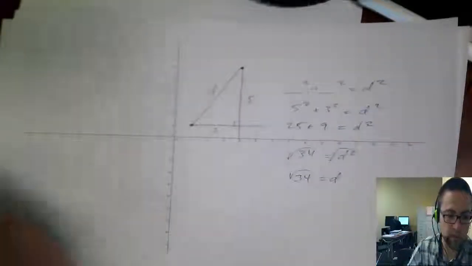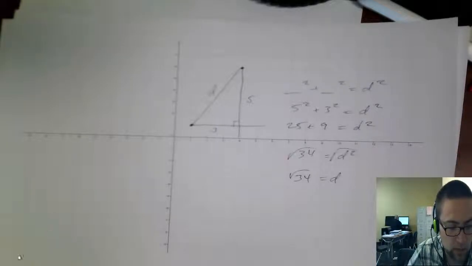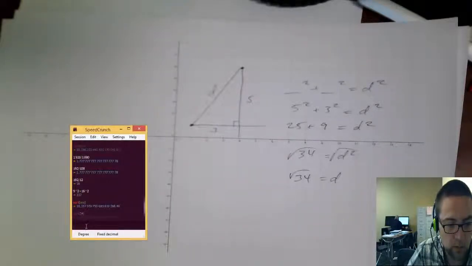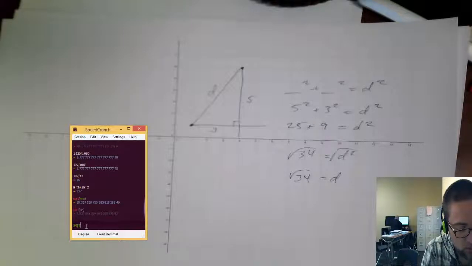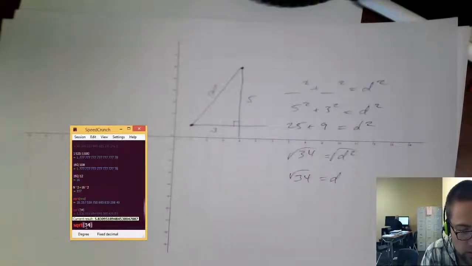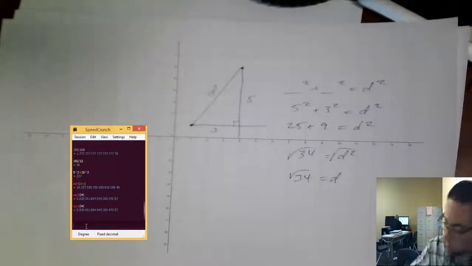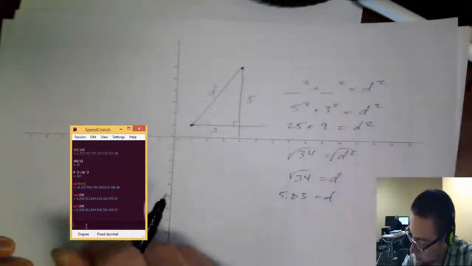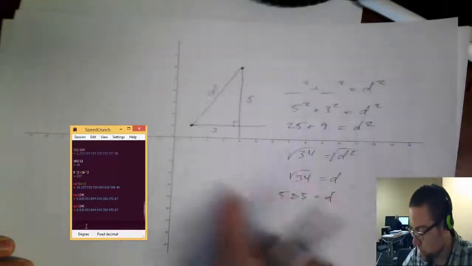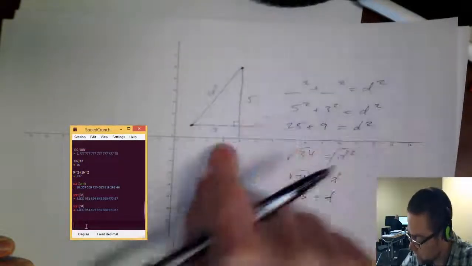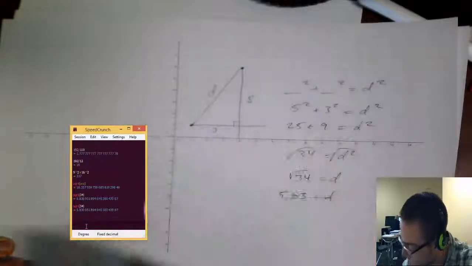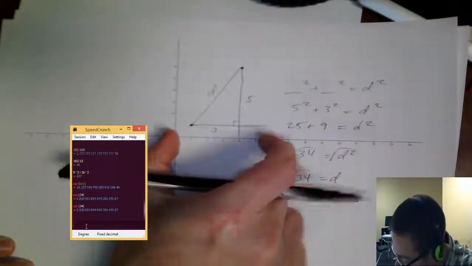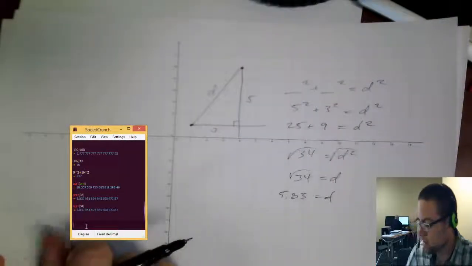Now, the square root of 34, let me pull up the calculator. Square root, and it should be less than 6, but greater than 5. And it says it's about 5.83. Okay, and try to picture, does that make sense? It should be greater than 5. So 5.83 looks like it's about right.